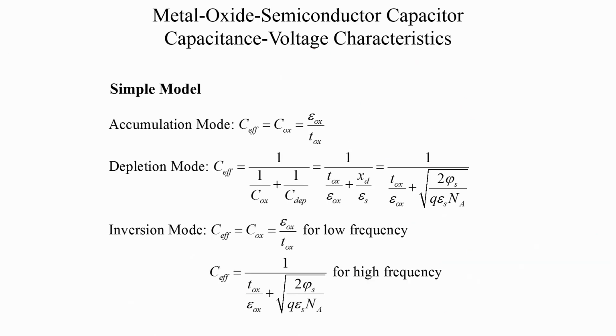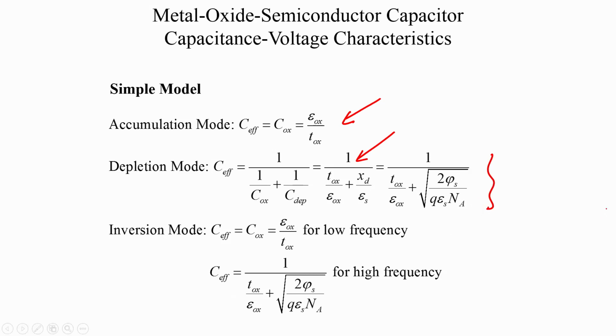A very simple model. What is the model for accumulation mode? The capacitance is simply Cox. In depletion mode, this is our capacitance: a series combination of Cox and C depletion, where C depletion is epsilon s by XD, and we know what XD is in terms of the surface potential. I am not going to spend too much time on these relations. That is the depletion mode capacitance.